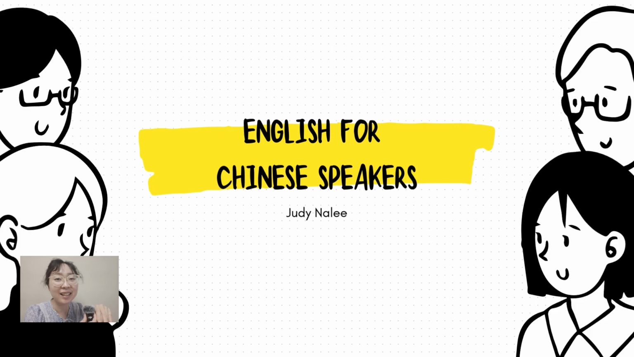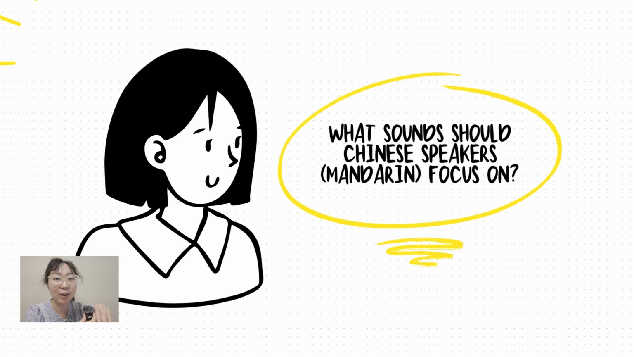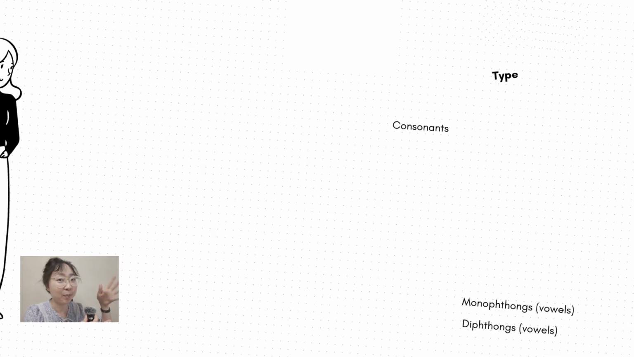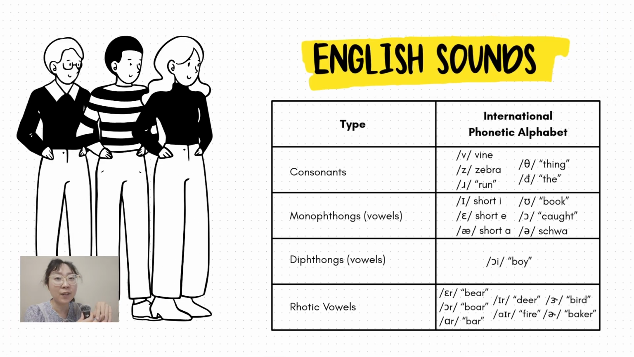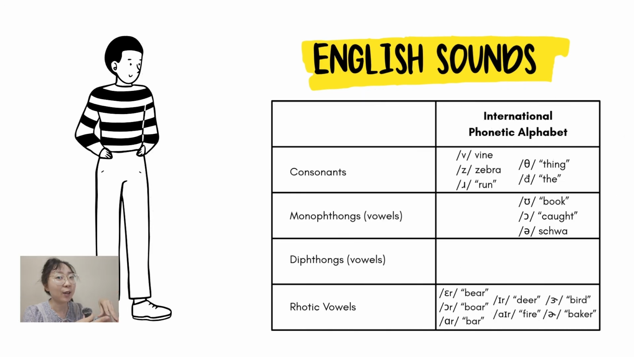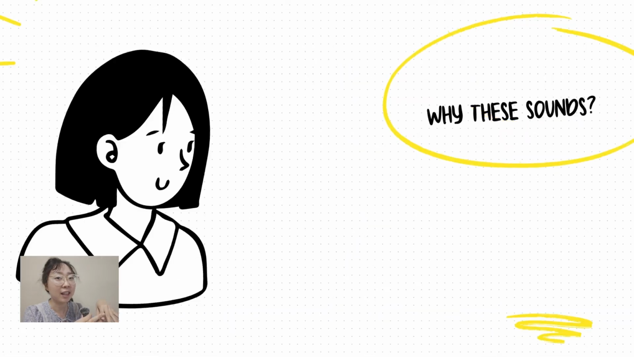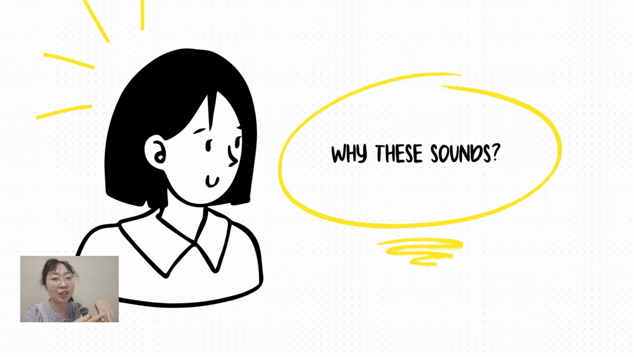Hi, I'm Judy, and today we're going to talk about English sounds that Mandarin speakers should know. There are many consonants and vowels that Mandarin speakers should know, and it's these sounds specifically because these do not exist in Chinese. So it's important for Mandarin speakers to know how they sound and how to produce them.